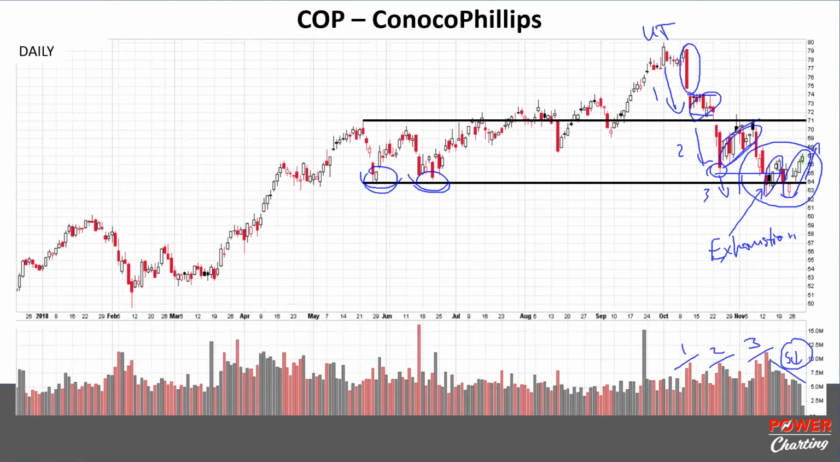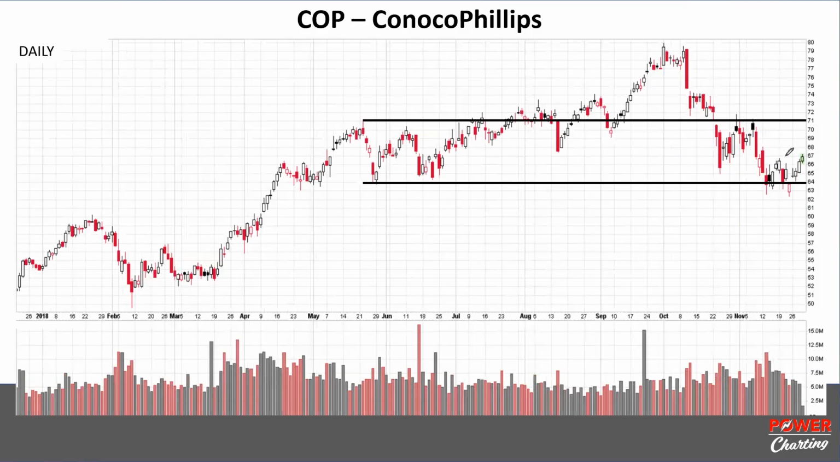And so now this Conoco, at least on a near-term basis, is showing a willingness to be a leader. And so we're very curious whether or not Conoco can work its way back up to the resistance area and show that it wants to lead again as it has in the past. So this is one of the leadership stocks from the last rally phase, and now we want to see whether or not it will become leadership again.